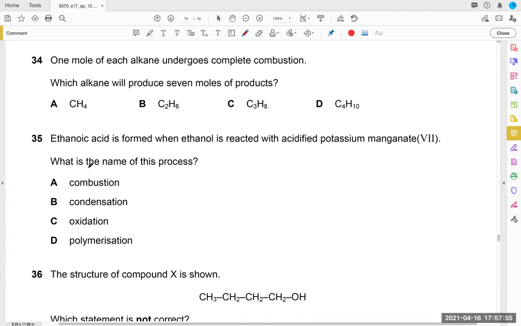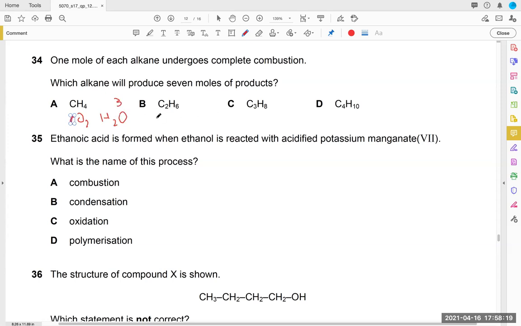1 mole of each alkane undergoes complete combustion. Which alkane will produce 7 moles of product? Let's see. Carbon dioxide and water are produced in all of them. In the first one there is one carbon, so one carbon dioxide is produced, and 4 hydrogens, so 2 water are produced. So total 1 and 2, 3 moles of product.